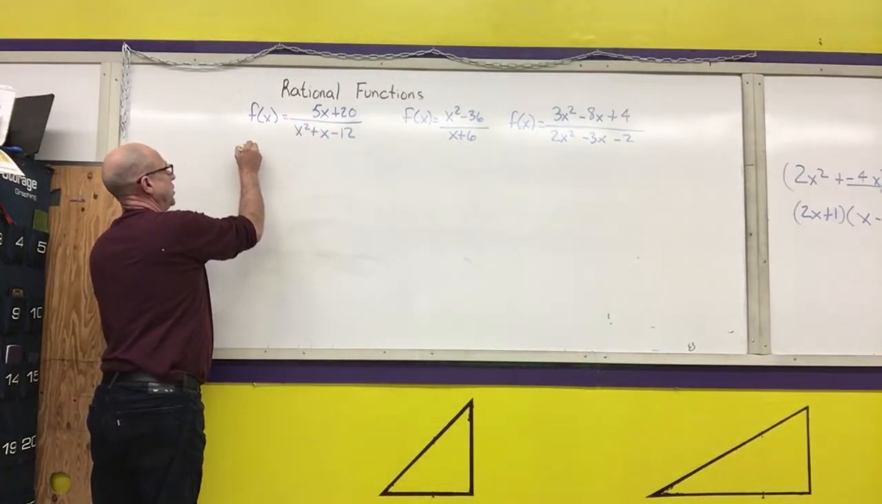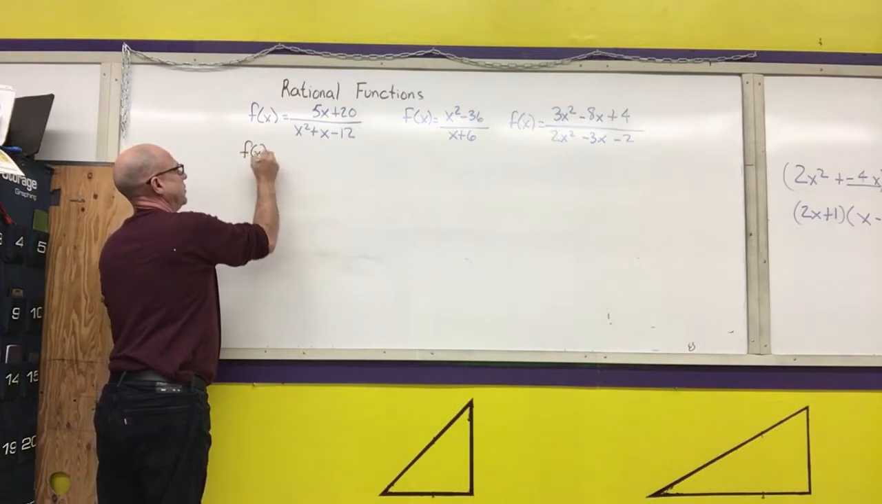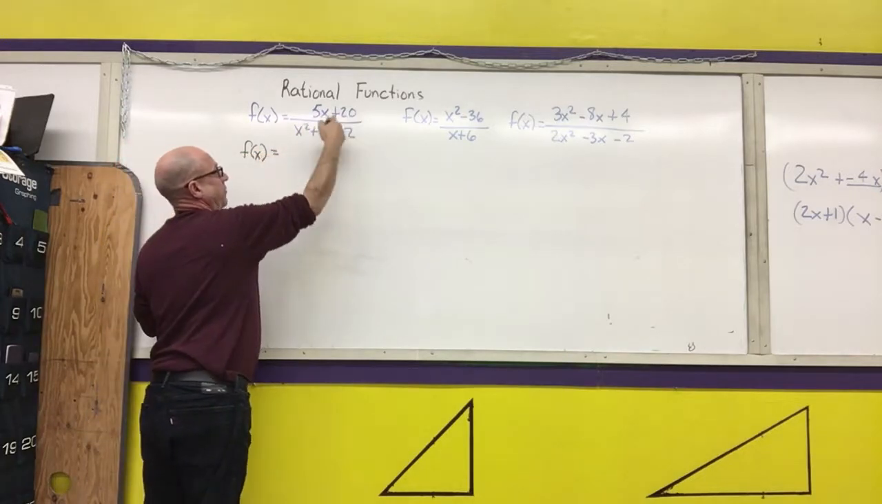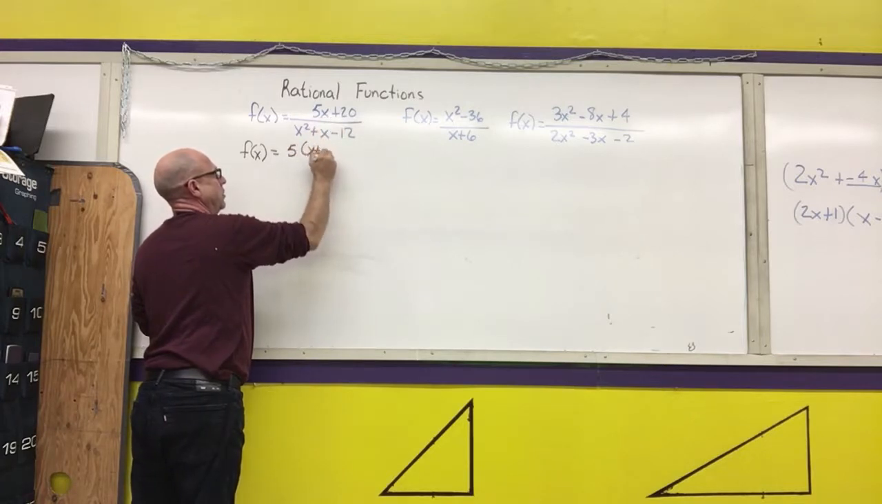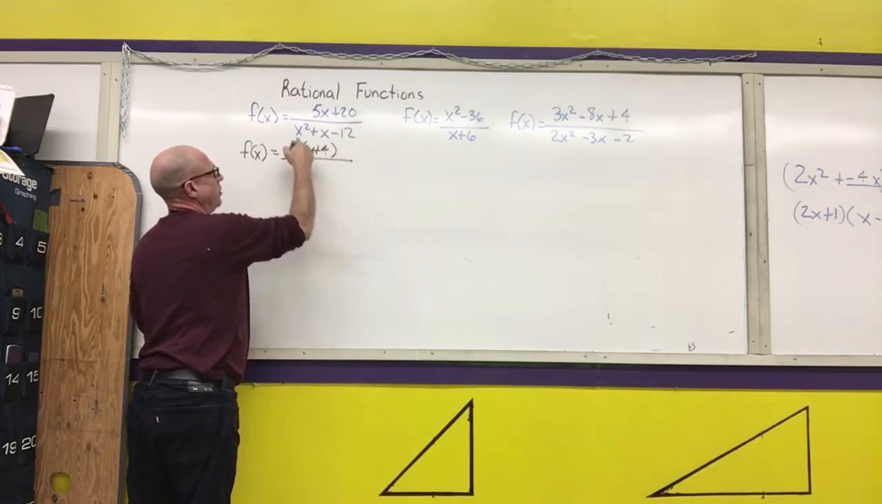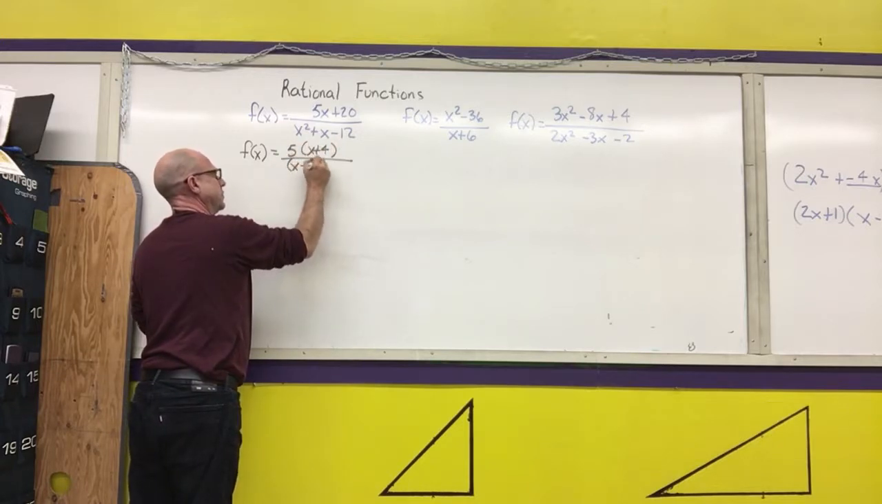So for this first one, I would get f of x. So I'm going to factor out a 5, and that would leave me with x plus 4 over x plus 4 times x minus 3.